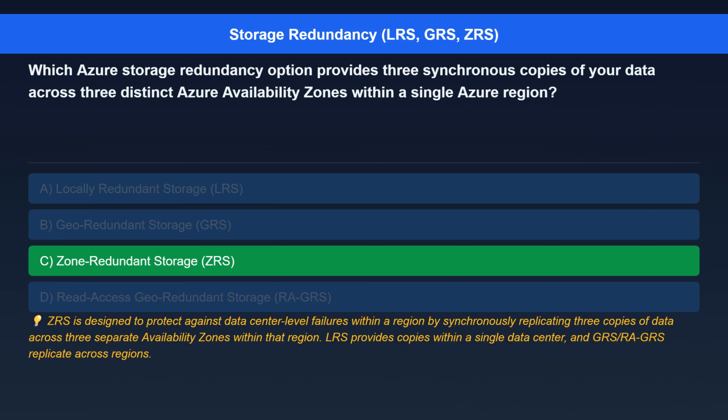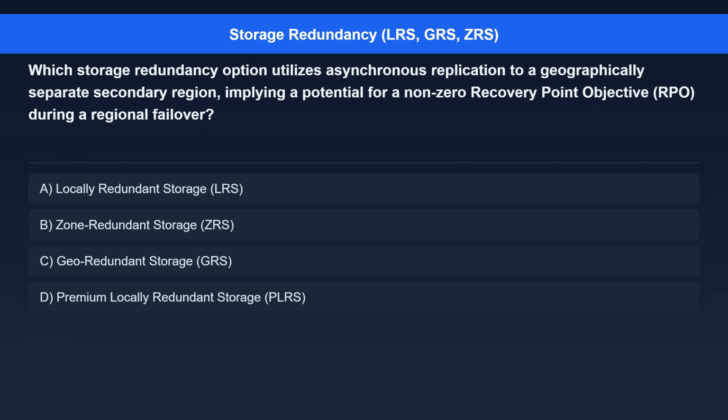The correct answer is Zone Redundant Storage, ZRS. Here's the explanation. ZRS is designed to protect against data center level failures within a region by synchronously replicating 3 copies of data across 3 separate availability zones within that region. LRS provides copies within a single data center, and GRS/RA-GRS replicate across regions.